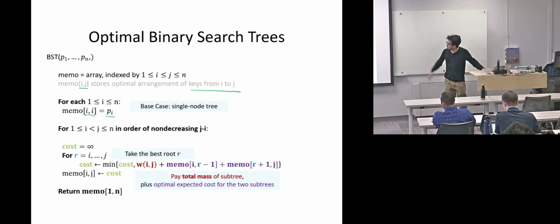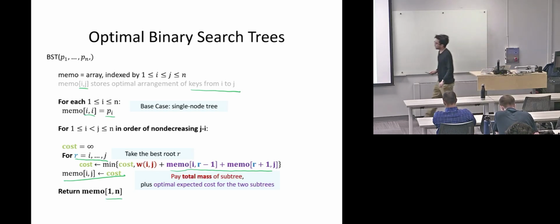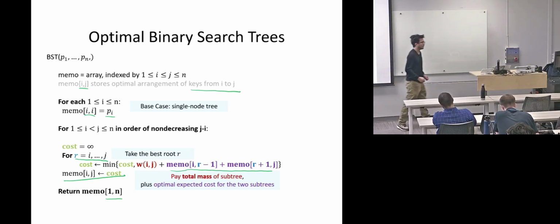And then fill in the table using our recursion, which is to take the best root, right? For each root, the cost is going to be this guy, the total mass of the subtree, plus the optimal expected cost when you recurse on both sides. Take the best root, and then you get the solution for IJ. And at the end of the day, you return the optimal cost when you start with the first key until the last key. Good.